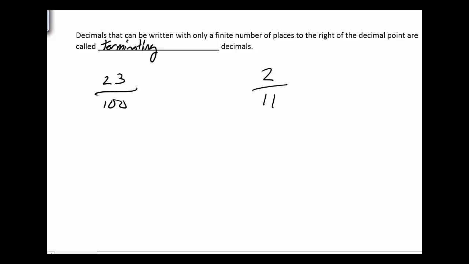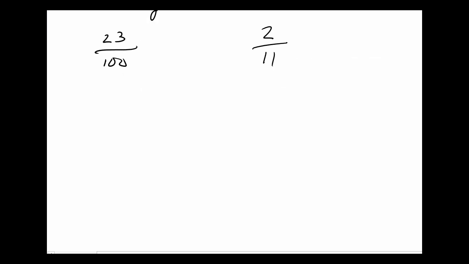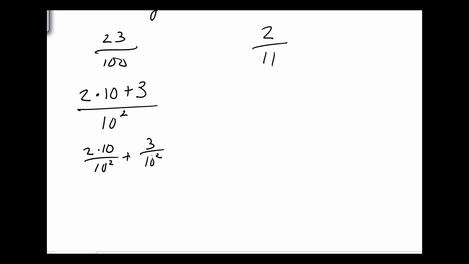Okay, so 23 over 100. Using the techniques we've just been looking at, I would break the 23 up into 2 times 10 plus 3, and then 100 is 10 squared. And then I want to split that up into two fractions. So 2 times 10 over 10 squared plus 3 over 10 squared. The 2 times 10 over 10 squared simplifies down to 2 over 10 plus 3 over 10 squared. And so we can see, using place value, that it is 0.23.